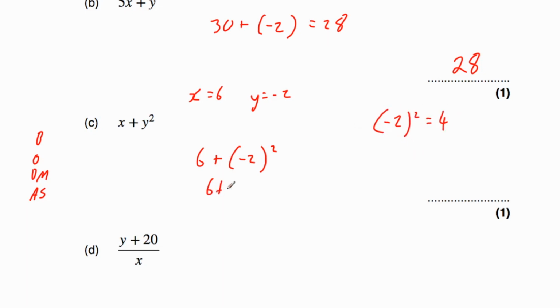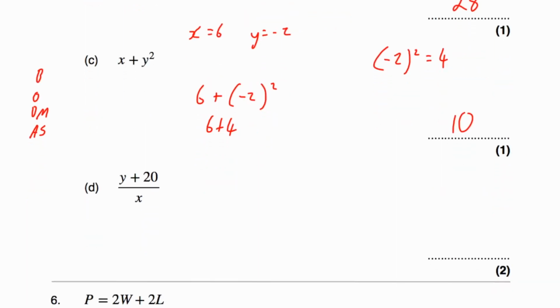So we've got 6 plus 4, and 6 plus 4 is equal to 10. So if we were given x plus y squared, we would have 6 plus negative 2 squared. Negative 2 times itself is equal to 4. 6 plus 4 is equal to 10. Okay, our next question.